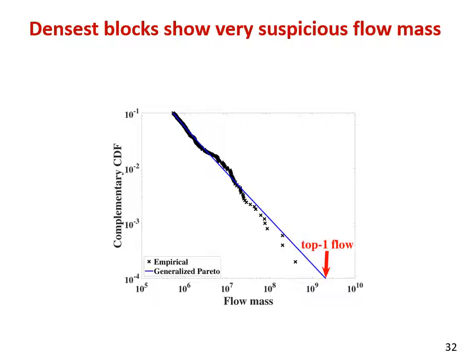We sampled 5,000 uniformly random flows from CBank data with the same size as the densest blocks detected by CubeFlow. As this figure shows, the mass of sampled flows follows a generalized Pareto distribution, and the top one flow we detected looks very suspicious.